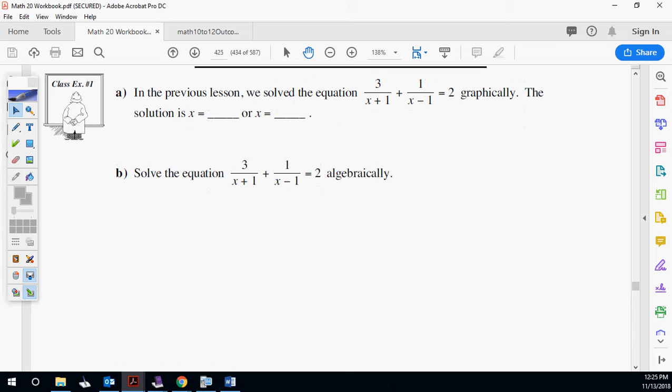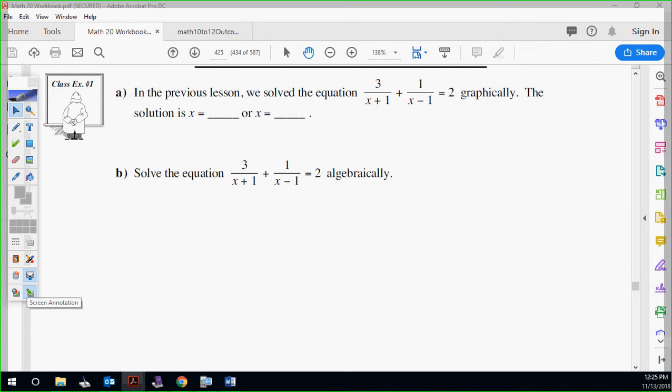In the previous lesson, we solved the equation 3 over x plus 1 plus 1 over x minus 1 equals 2 graphically. What was the solution on that? Do you guys remember? 0 and 2. Yep, 0 and 2. Good memory. Good job. Now we're going to solve it algebraically. We know it's 0 and 2, so we know the answer, and we're trying to get to it.